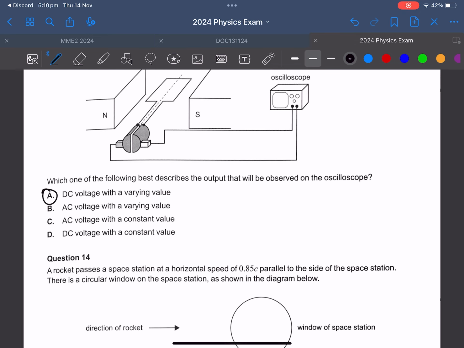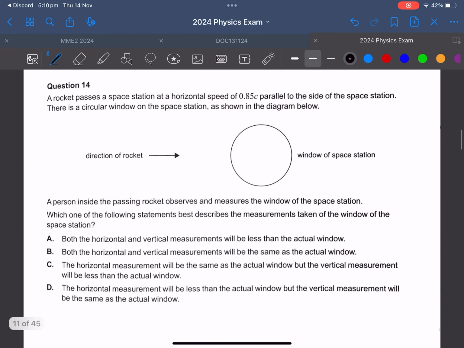Okay. A rocket passes a space station at a horizontal speed of this, parallel to the side of the space station. There is a circular window on the space station as shown in the diagram below. A person sitting inside the rocket observes and measures the window of the space station. Which one of the following statements best describes the measurements taken of the window of this space station?